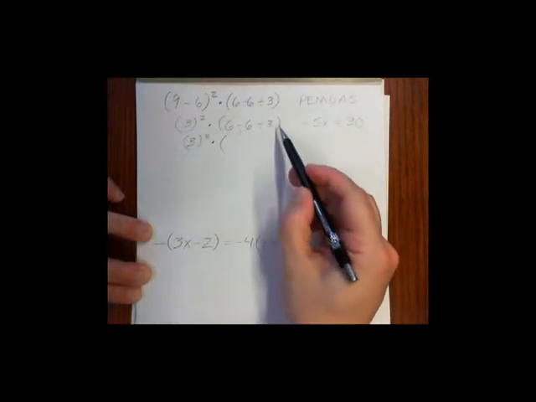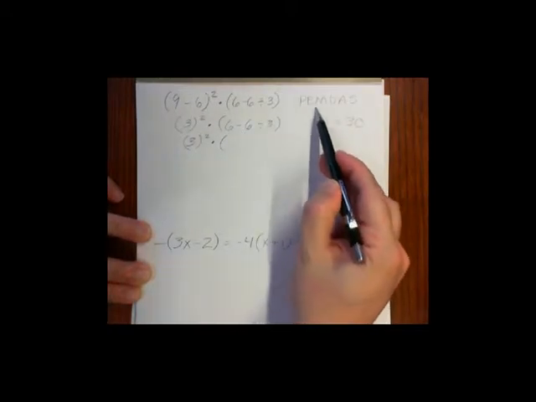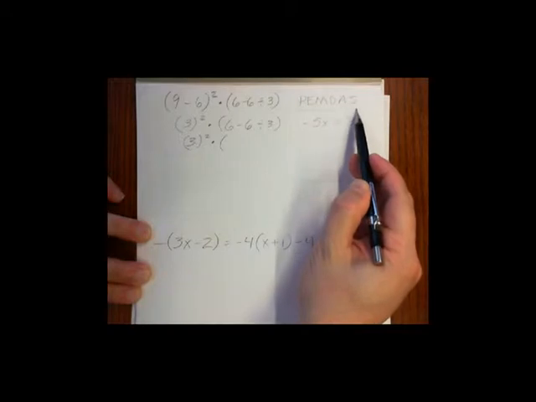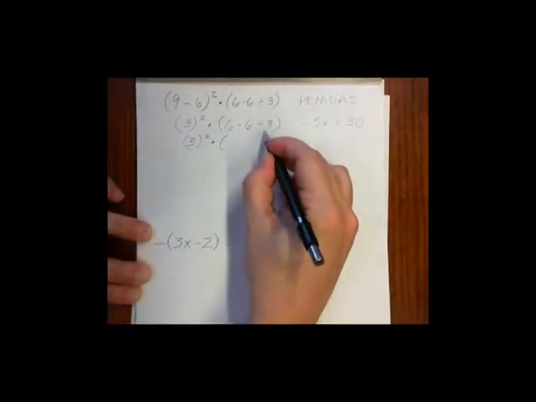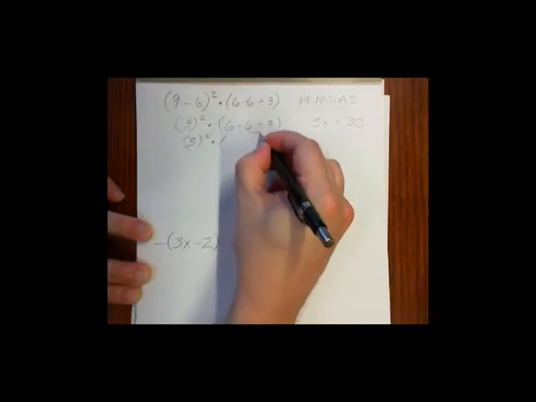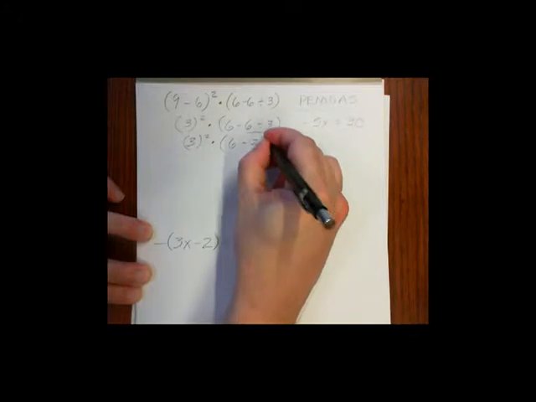Now inside the parentheses, I have to follow order of operations as well. We have a subtraction and a division. And you can see moving left to right that the division is going to come before the subtraction. So I'll need to do this division portion here first. Right. So 6 divided by 3 is 2.